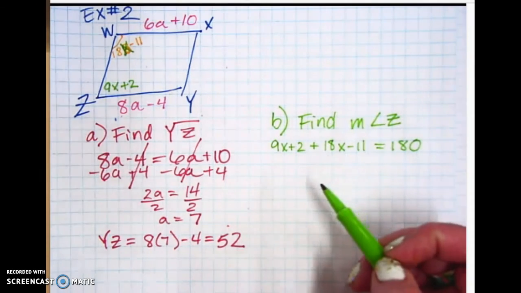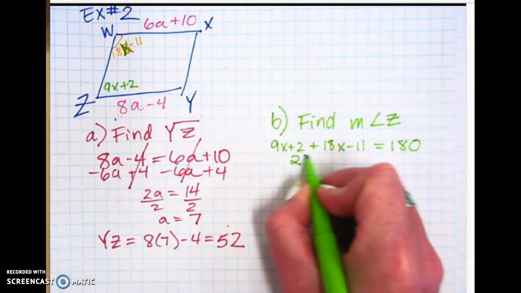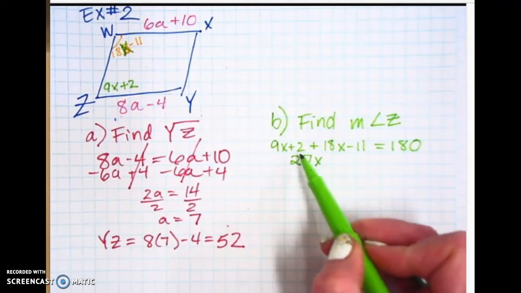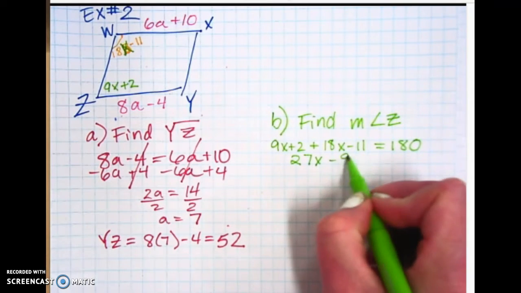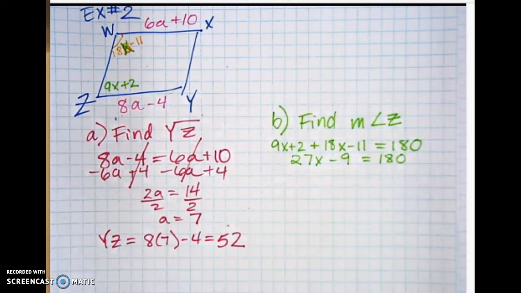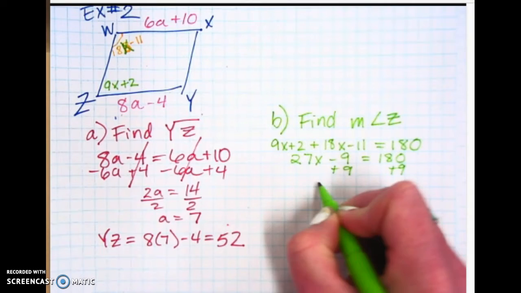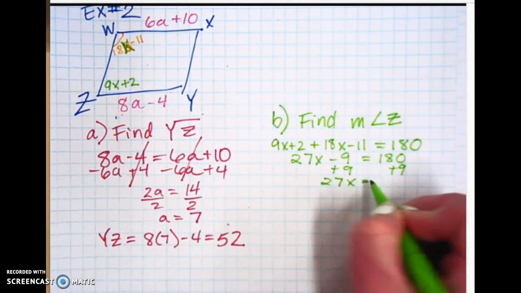And then you just combine like terms on the left. So 9x and 18x, I got 27x. And 2 minus 11 is minus 9. Next step, you want to do inverse operations. So add 9 to both sides. So you have 27x equals 189.